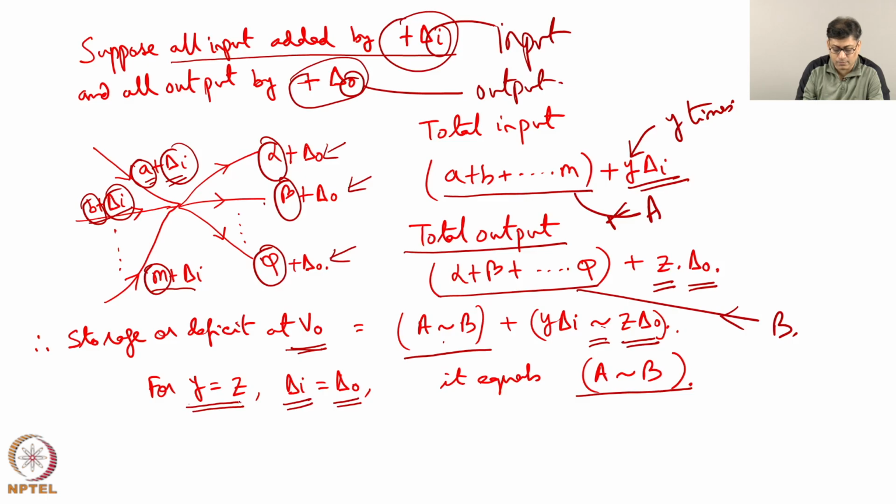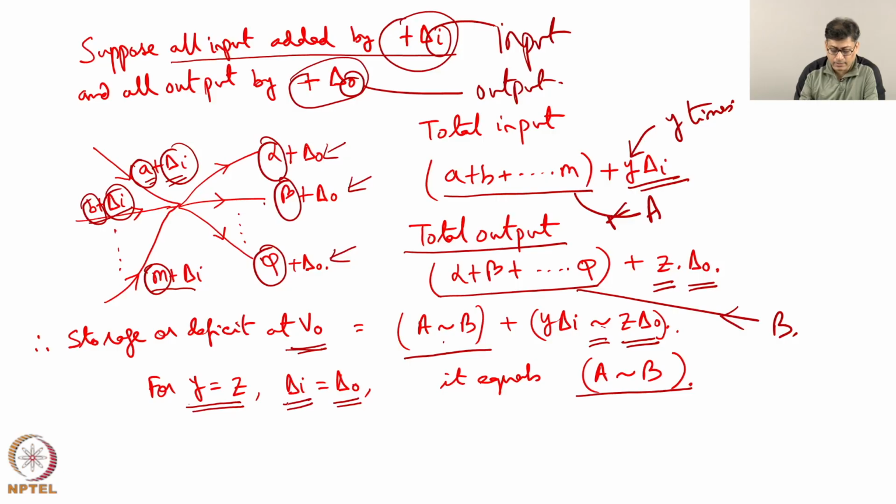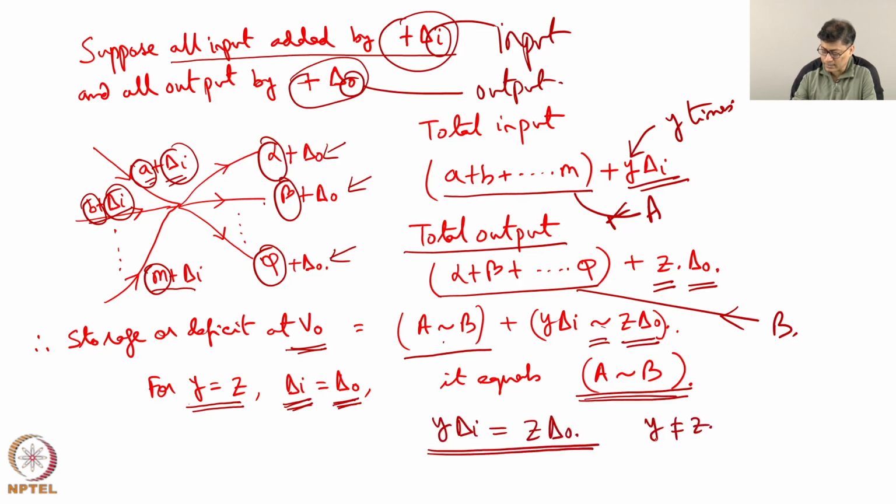If y is equal to z, that means the number of edges joining V0 leading to inflow is equal to the number of edges taking the flow out, that is condition 1, and second, each of the increment in the inflow and outflow are maintained the same. There is also another possibility when this remains the same, simply when y delta I is equal to z delta 0, y not equal to z, that is also possible.